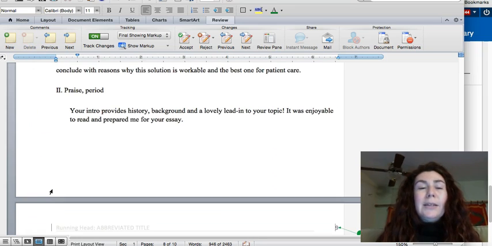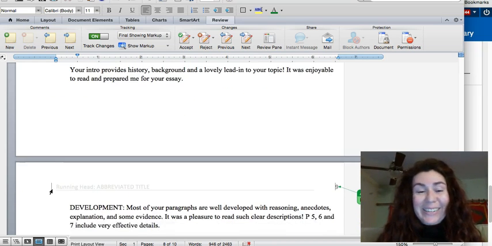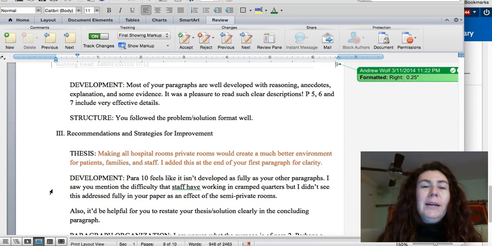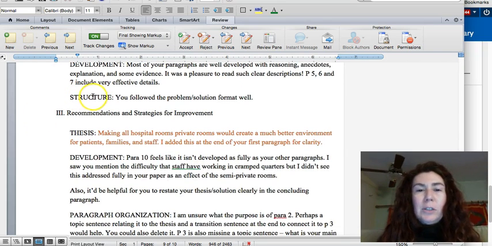Okay, the second section. Let's talk about praise. She did a wonderful job with the history, the background. It was really fascinating to read. I think you'll enjoy it when you take a look at it yourself. The development, she had some good reasoning, anecdotes, some evidence. I told her that paragraph, that's what the P means, paragraph 5, 6, and 7 had very effective details. The structure was problem solution, and it seemed to be quite nice.